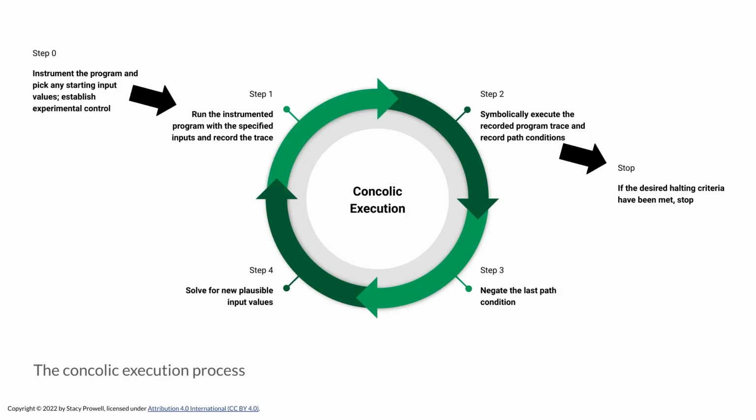We symbolically execute the recorded program and record the path conditions. Now here's where we might stop. If we've reached the desired halting criteria, we stop. Otherwise, we negate the last path condition, solve for plausible new input values, and then we repeat. Let me go around the circle again.